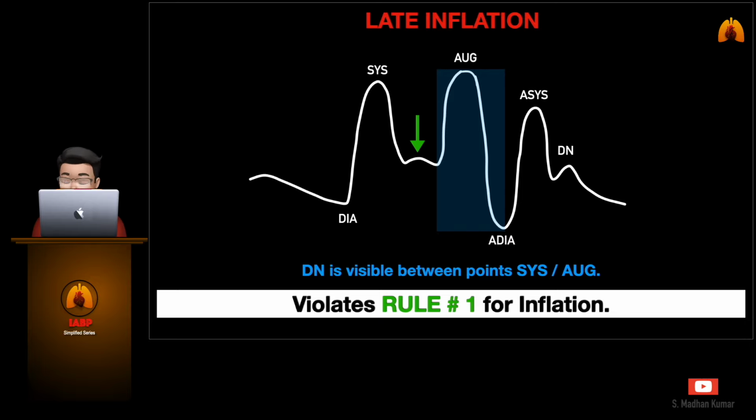This figure shows late inflation. Assess the position of the dicrotic notch by the assisted systole, and you can actually see the dicrotic notch where it should not be seen. Inflation occurs after the dicrotic notch, and it violates the rule number 1 of balloon timing.